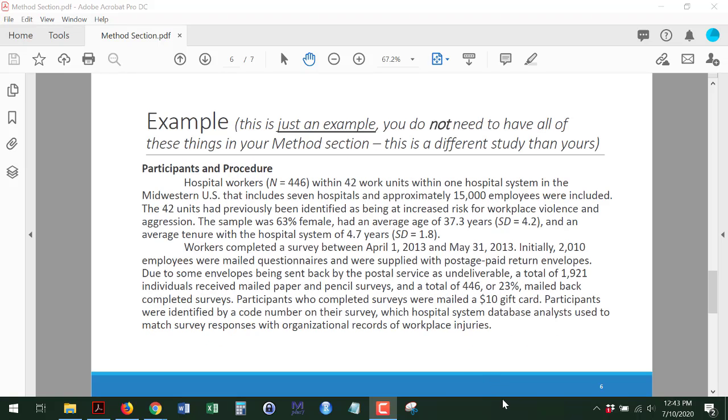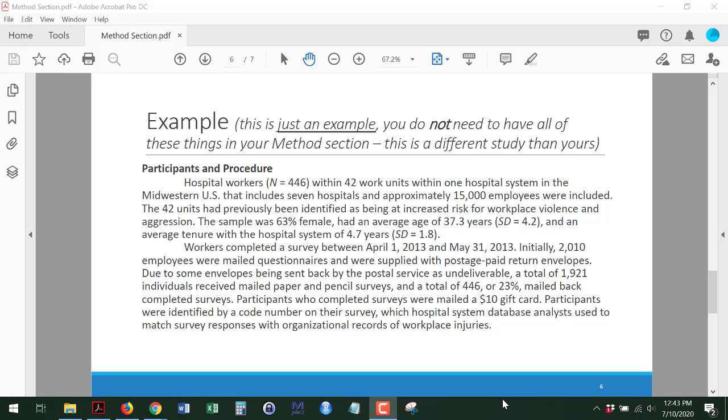Here's an example of a method section on this slide and the following slide. I want to note that this is just an example, and you do not need to have all of these particular things in your method section. Why? This is a different study than yours. So this is not the same study that you are currently working on for your paper 2. But this is meant to be an example so you can see what it would look like in another study.